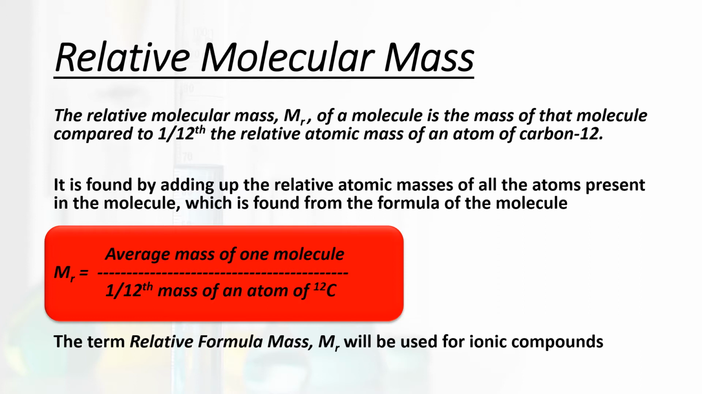So we look for what the formula is, see what atoms are involved and how many there are, and we just simply add up the relative atomic masses that we find on the periodic table. And so again we can write a more mathematical formula where Mr is the average mass of one molecule divided by 1/12 the mass of an atom of carbon-12. Now, there's a slight technical difference here between relative molecular mass and something called relative formula mass. This is because ionic compounds exist as a formula unit. They don't exist as a molecule. They exist as a compound. And so the term relative formula mass is used for ionic compounds, relative molecular mass for covalent compounds.